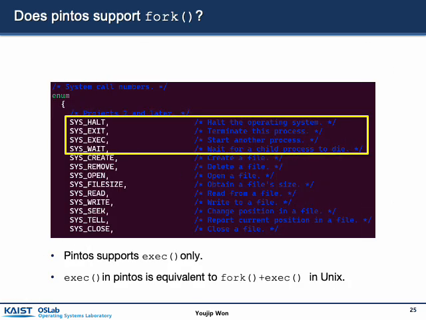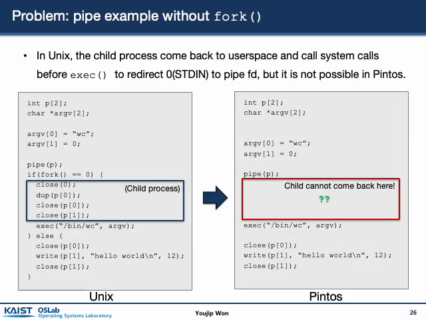Unfortunately, Pintos is not the same as a Unix-like system. Pintos does not have the fork function. Pintos only supports the exec function. The exec function in Pintos is equivalent to the fork and exec functions in Unix, since exec in Pintos creates the child process and makes the child process run the user program. So here is a problem: a pipe example without fork.